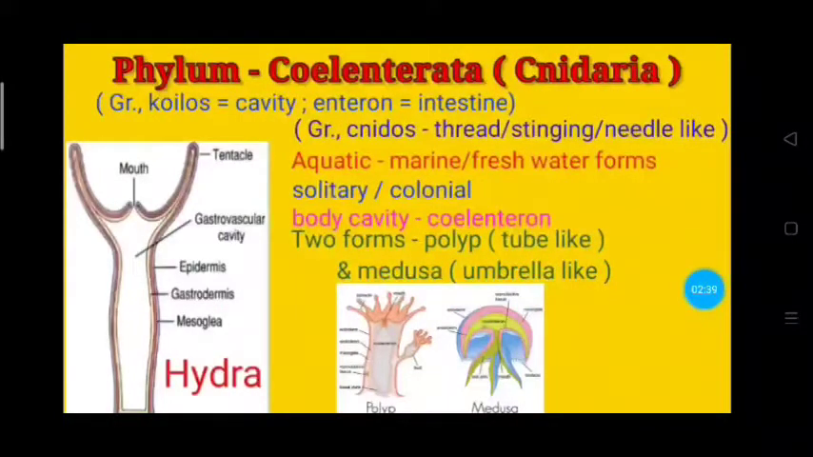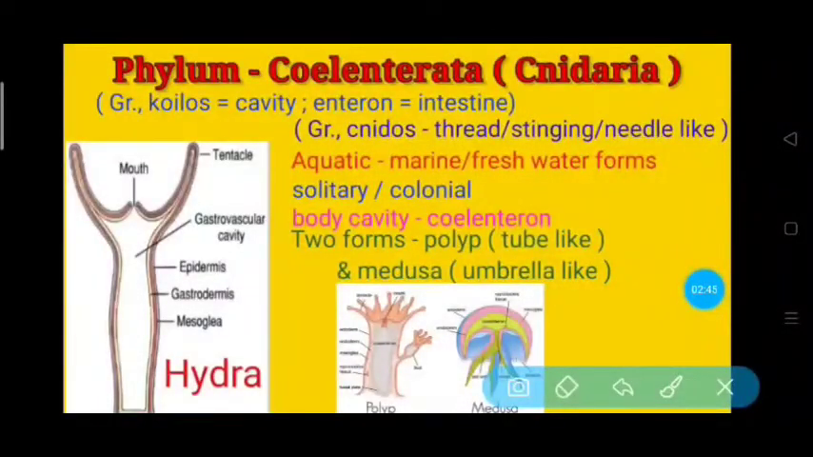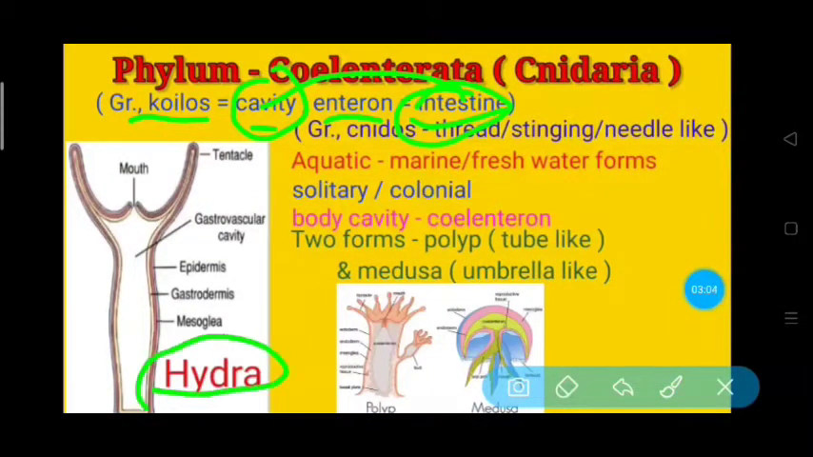Second phylum is Coelenterata. Here the word comes from the Greek word koilos meaning cavity and enteron meaning intestine. Animals having a cavity in their intestine are classified in this phylum Coelenterata. This is the example of phylum, Hydra.